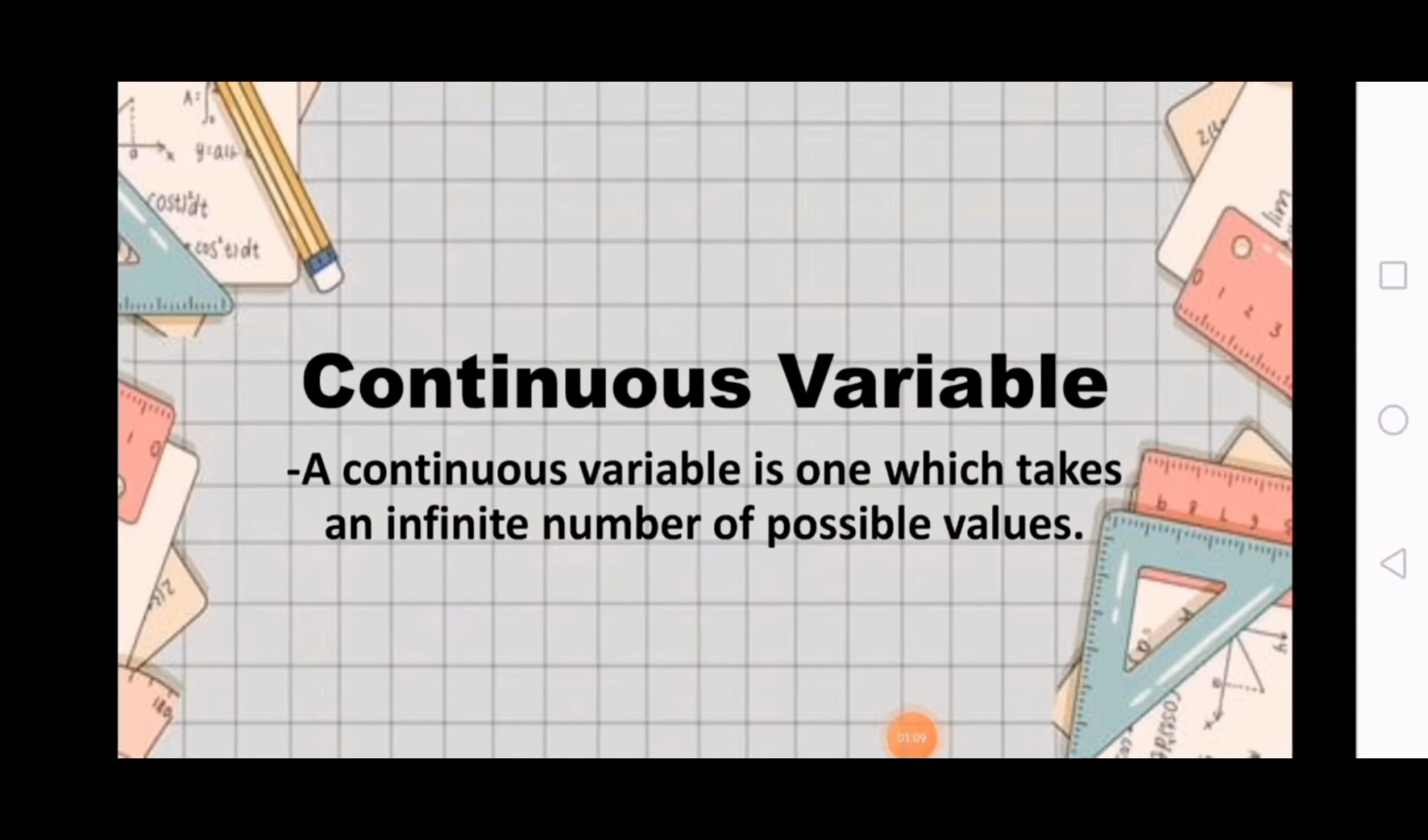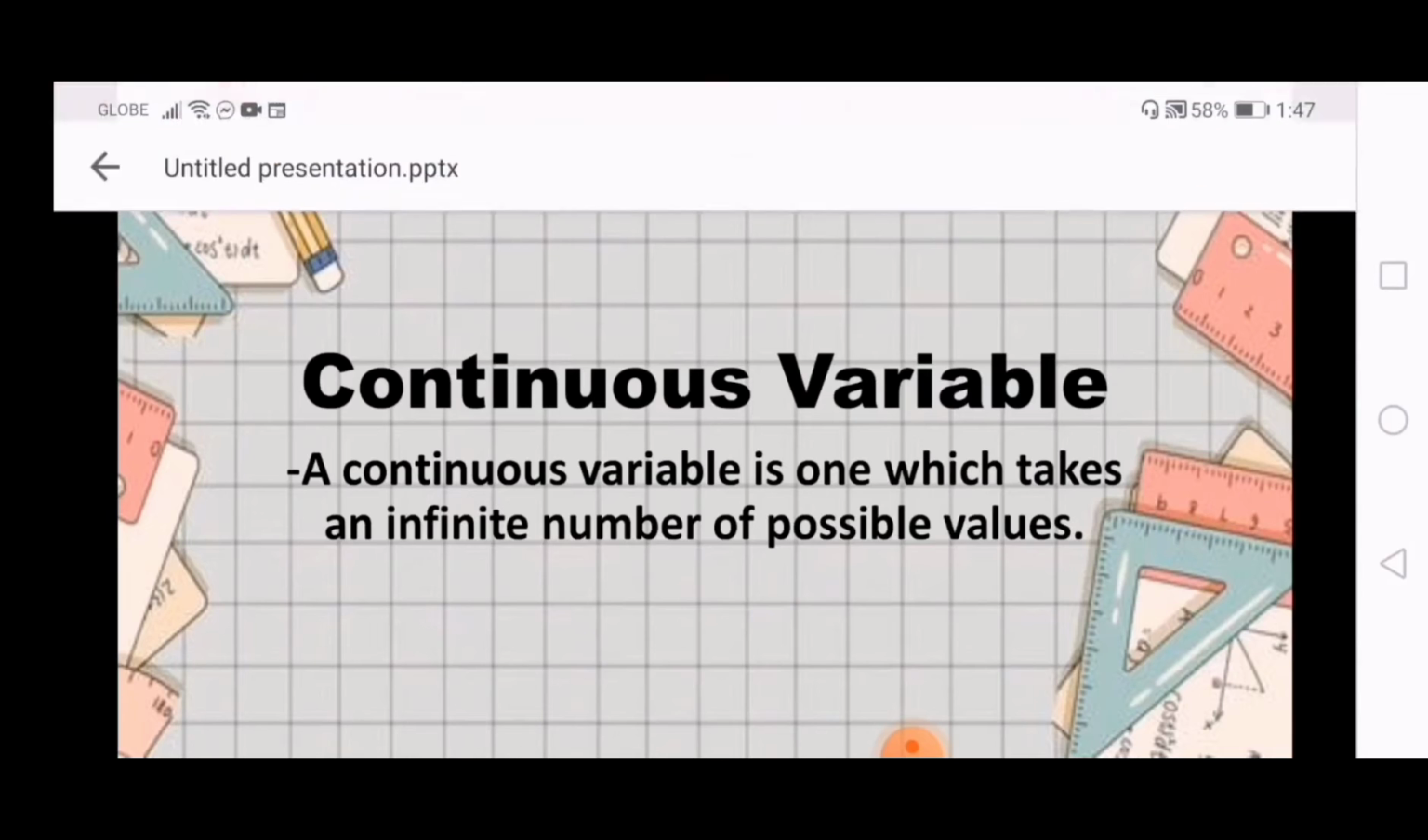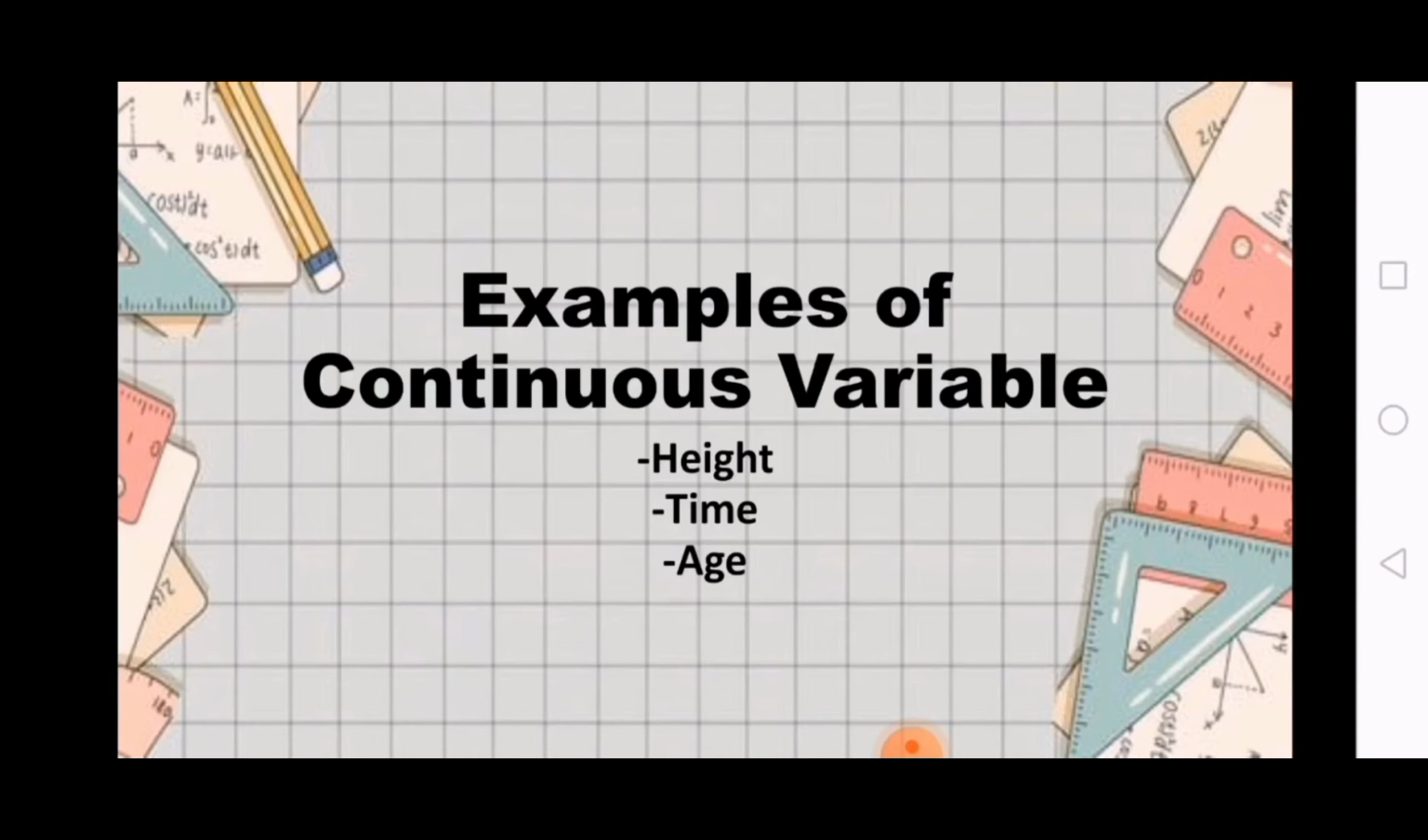Last, we're going to discuss continuous variable. A continuous variable is one which takes an infinite number of possible values. Examples of continuous variables are height, time, and age. Remember that a continuous variable is a random variable with an interval, either finite or infinite, of real numbers for its range.